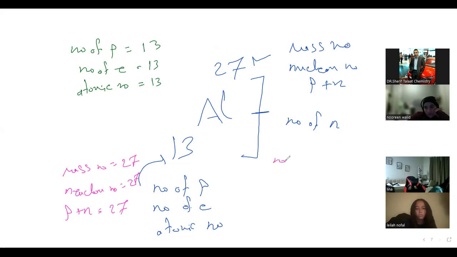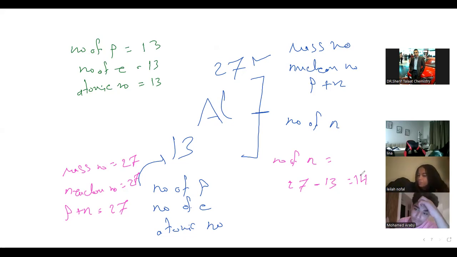Muhammad, number of neutrons? 27 minus 13, so it will be 14. Okay. So if we have any element, the number written down is the atomic number, number of protons, number of electrons. The number written up is the mass number or nucleon number or sum of protons and neutrons. The difference between the two numbers is the number of neutrons.